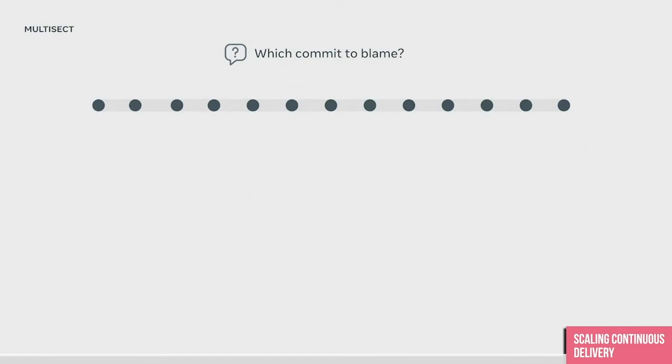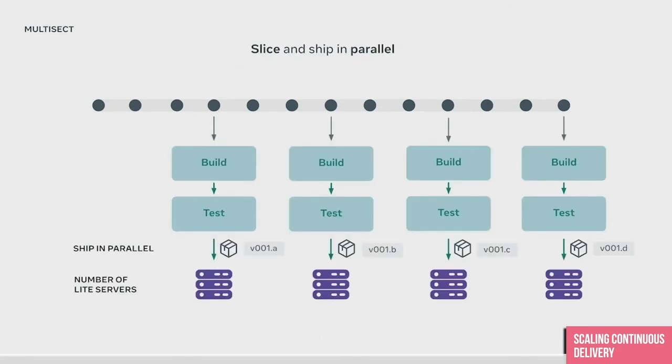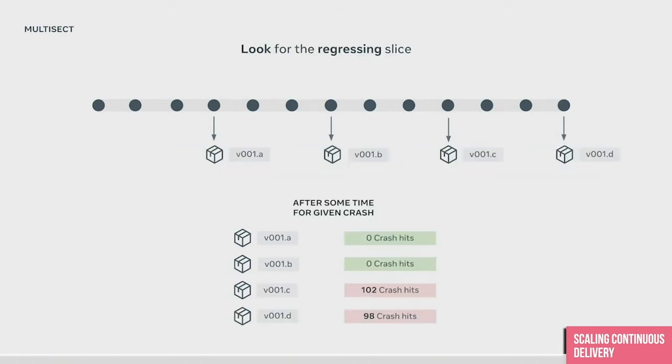So first of all, we start with the range of commits, and we don't know which one to blame. And this is the question we are asking. What we are doing is slicing this range of commits, in this example, into 4 slices. And for each slice, we create a build, test it, and we have a package. So we have packages A, B, C, and D in this example. Once we have them, we ship them in parallel to a number of Lite servers. And we wait.